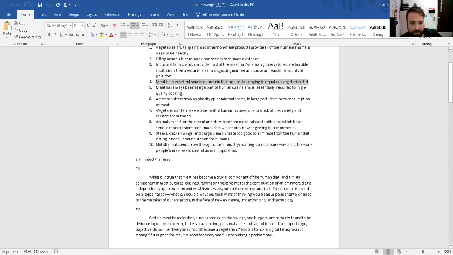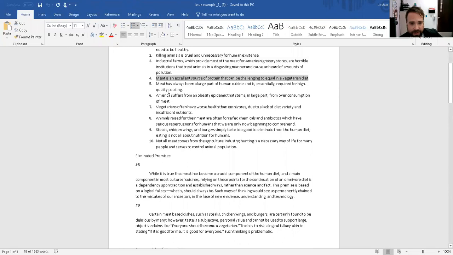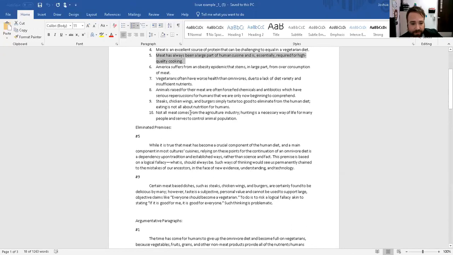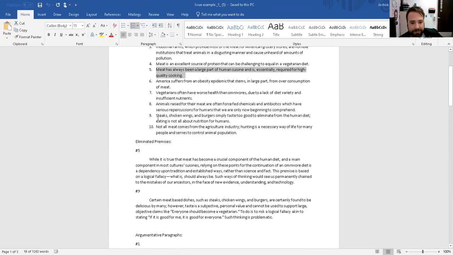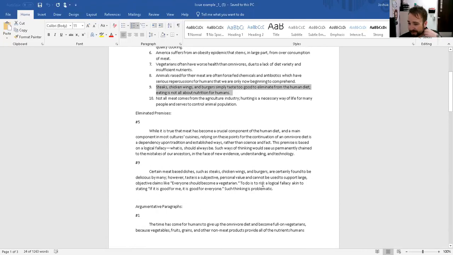I then have my eliminated premises. I eliminated number 5 and 9. Number 5, meat has always been a large part of the human cuisine. Just because something always has been doesn't mean it always should be, so that is a logical fallacy. I've eliminated that one. Number 9, steaks, chicken wings, and burgers simply taste too good to eliminate from the human diet. That might be true. Those might taste awesome, but not really the best argument, right?